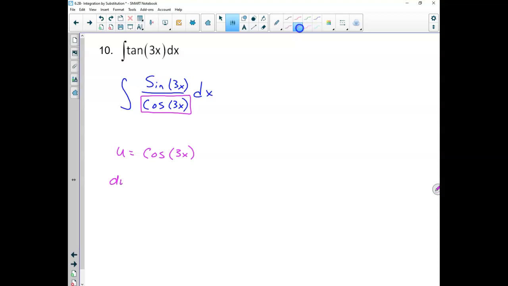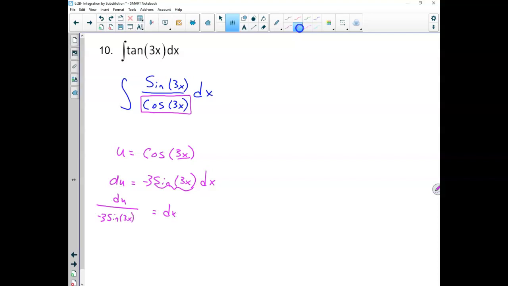Well, this gives me du equals derivative of cosine is negative sine 3x times a chain rule, remember, times 3. So that is my derivative of that. And do I have it? Yes, I can absorb that sine 3x, and I can deal with that negative 3, because dx is going to end up equaling du over negative 3 sine 3x.